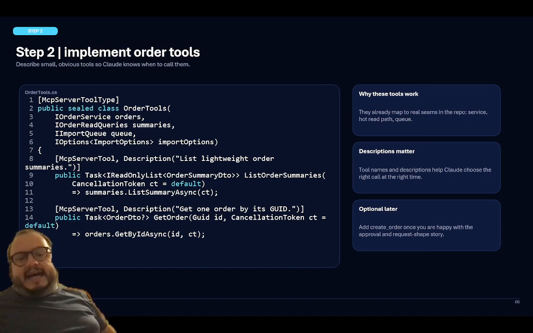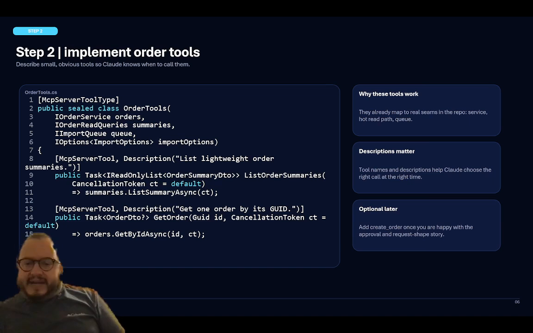Now I add the tool class. The C# SDK uses attributes, so I create a class marked with McpServerToolType and expose small methods marked with McpServerTool. For the first pass, I want three tools. The first tool, list order summaries. This is a great demo because it uses the explicit raw read path that already exists through IOrderReadQueries.